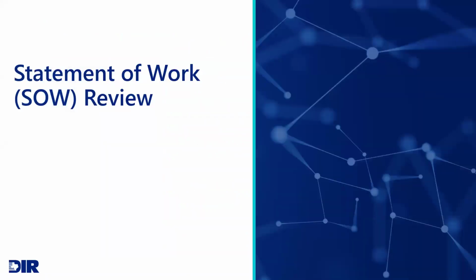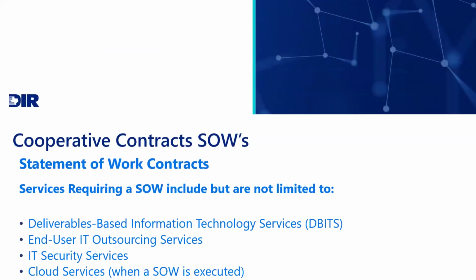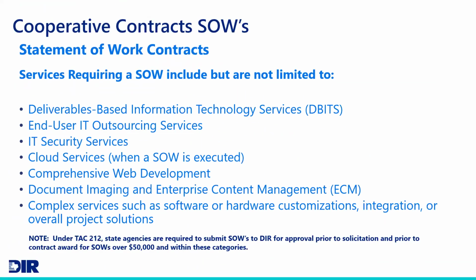Certain DIR contracts require a statement of work to be utilized as part of the scope of that project that you might be working on. Those contract categories include our DBITS contracts, our end user IT outsourcing services contracts, or seat management as it's commonly known, our IT security services contracts, our cloud services contracts when a statement of work is being executed, our comprehensive web development contracts, document imaging and enterprise content management contracts.